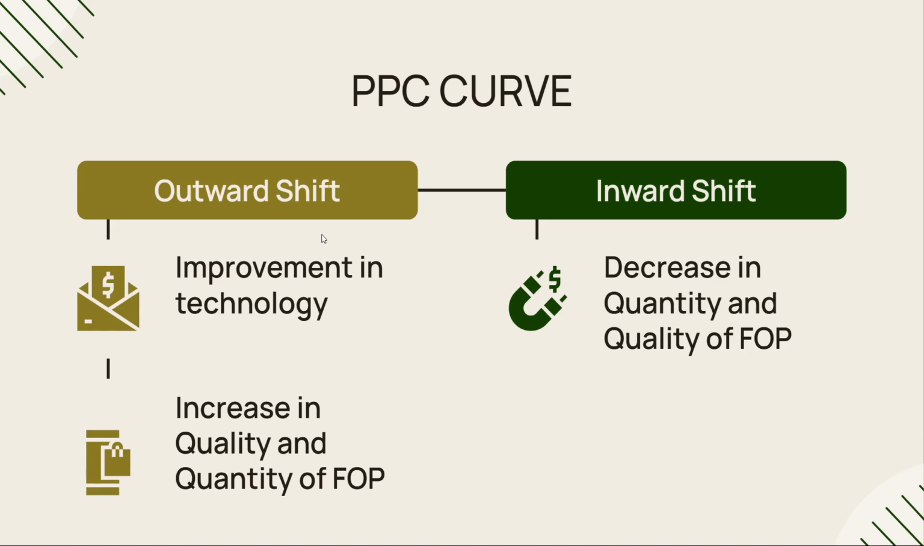An outward shift, which is beneficial, can be derived from an improvement in technology or an increase in quality and quantity of factors of production, whereas an inward shift is derived from a decrease in quantity and quality of factors of production.